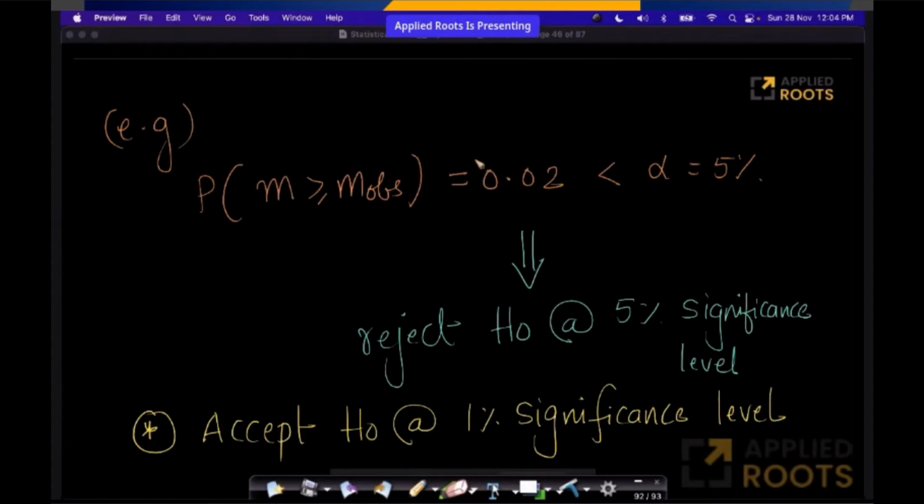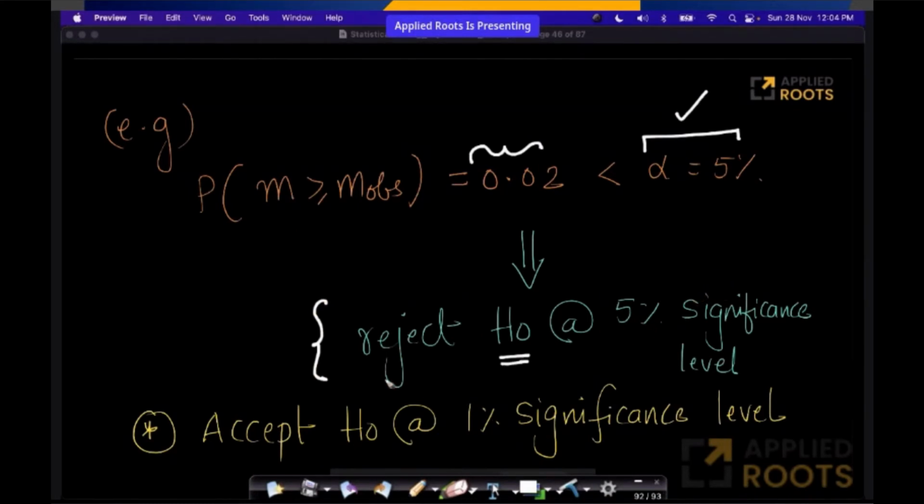Again, the same example that I just told you. This probability value is 2%, which is less than the significance level that we set for this problem, which means we will reject the null hypothesis. You would always state this very clearly: we are rejecting the null hypothesis at 5% significance level.